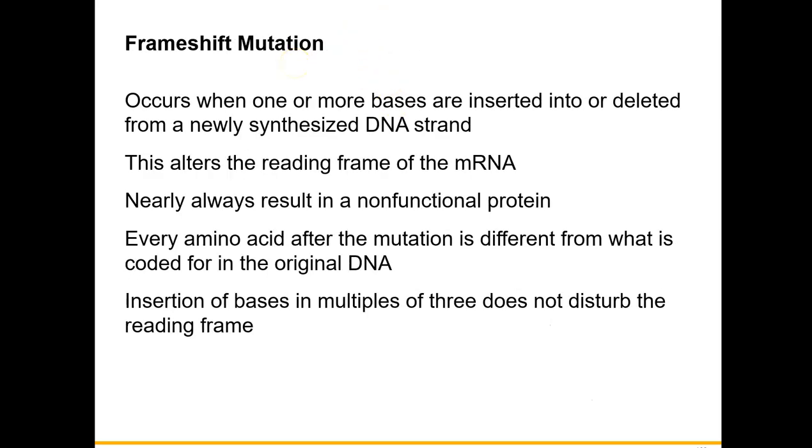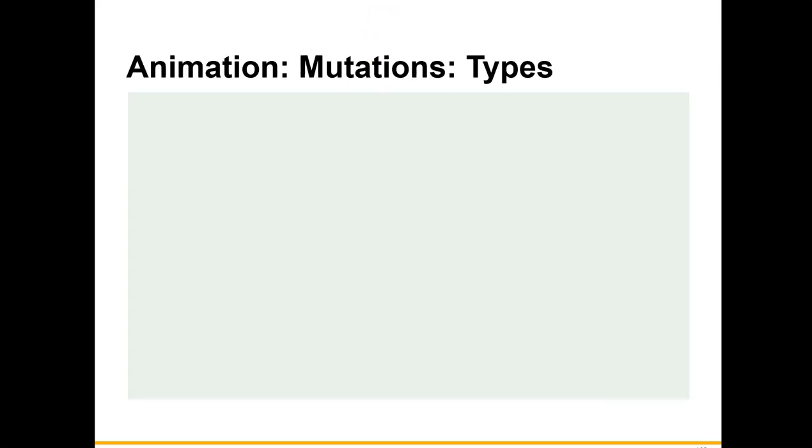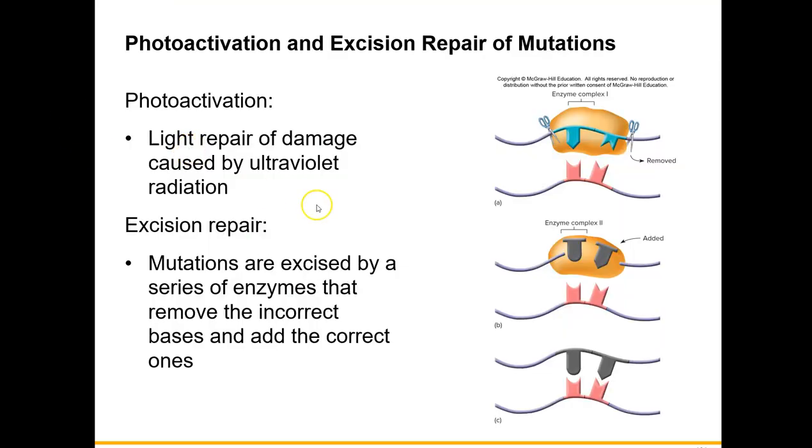Frameshift mutations occur when one or more bases are inserted or deleted from the DNA strand. This alters the reading frame of the mRNA. It nearly always results in a non-functional protein. Every amino acid after the mutation is different from what is coded in the original DNA. Insertion of bases in multiples of 3 would not disturb the reading frame, but would change the protein. So there's some videos here you can watch on mutations.